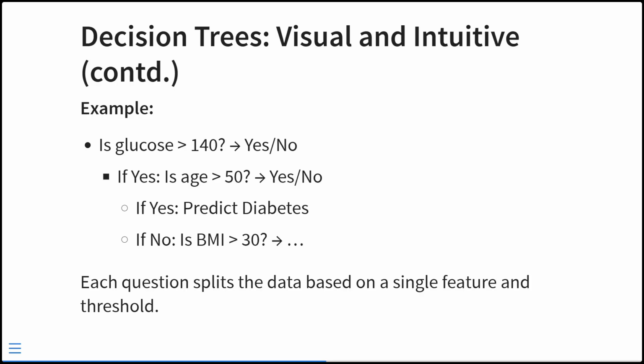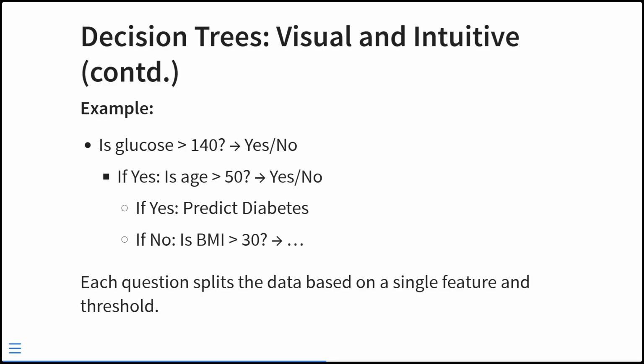Now we have our data, which is diabetes data. I want to classify patients into diabetes or not diabetes. So we are going to start with a particular feature. Let's say we're starting with glucose. Is it greater than 140? Yes or no? If the glucose is greater than 140, we know maybe from literature that high glucose level is one of the conditions that causes diabetes.